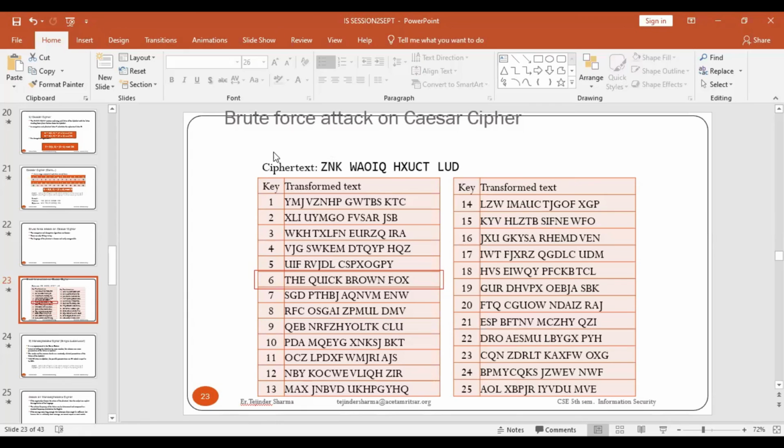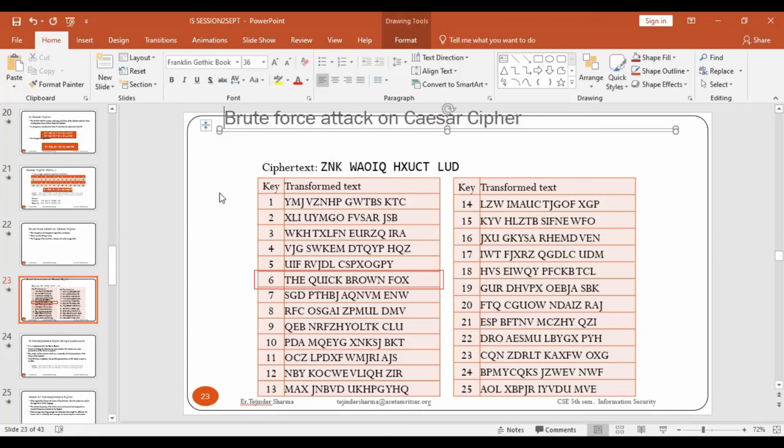So this is not used these days because of these kinds of things, because the attackers are more intelligent in today's world.